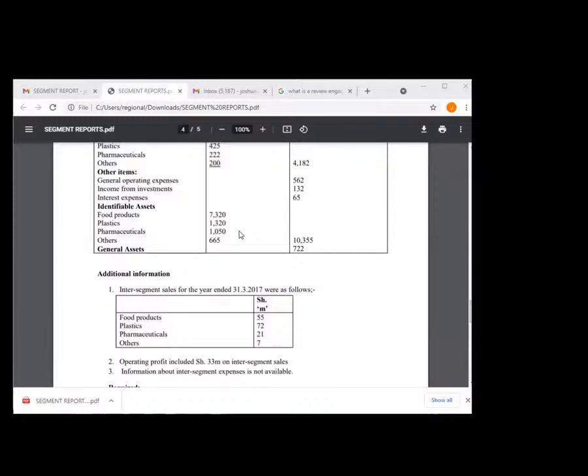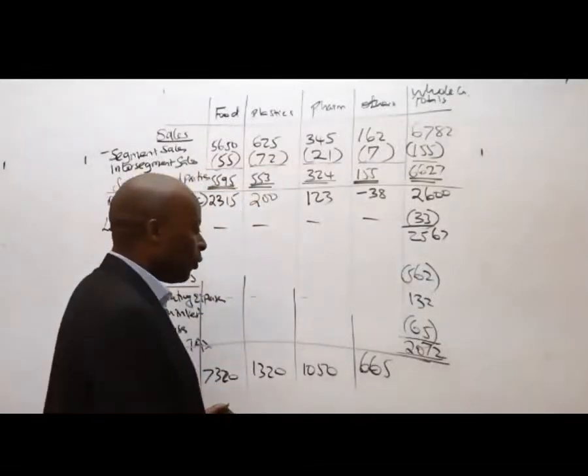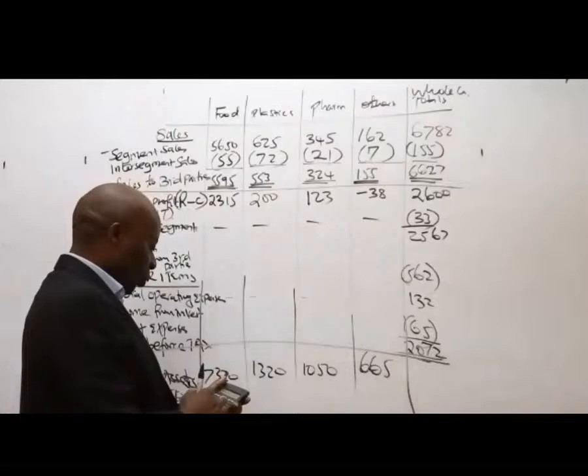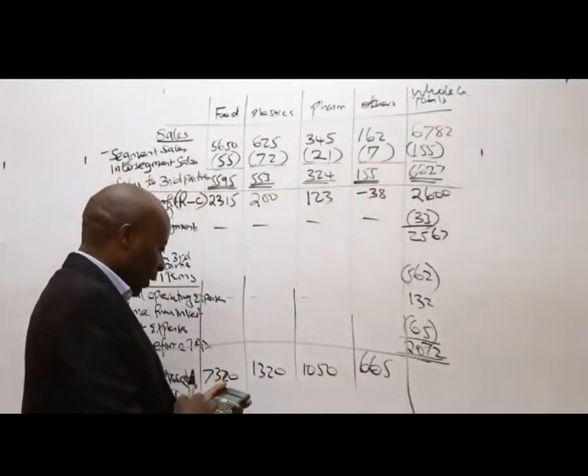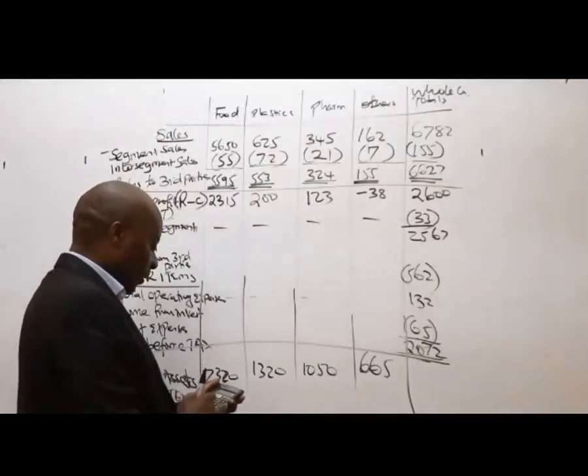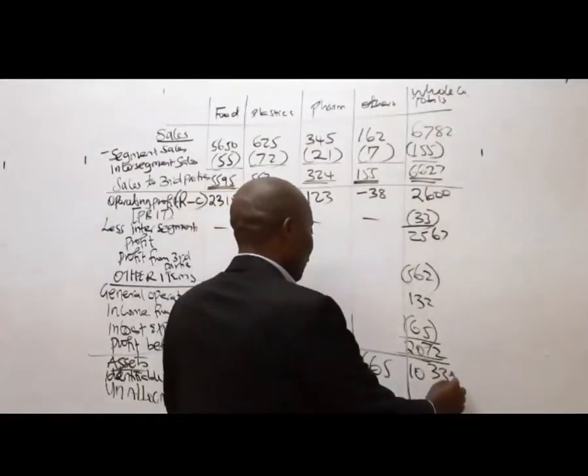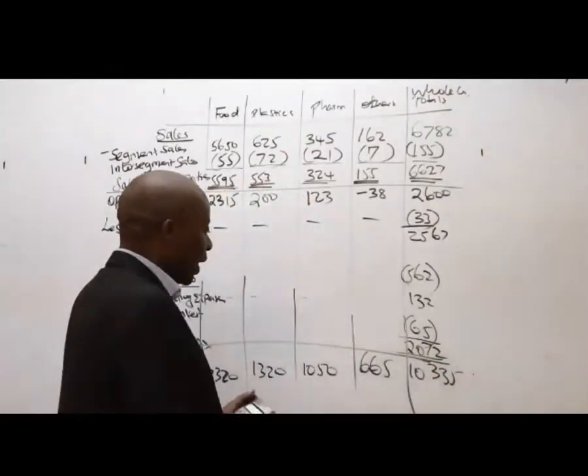We have 665. And then now we have the general assets. General assets now are the ones we call the unallocated or unallotted. They don't belong to any segment. Perhaps these unallocated, which are 722, are the ones lying at the head office. But first of all, it will be very important for me to give you the group's total here. So we have 7320 plus 1320 plus 1050 plus 665. You say equals, I'm getting here 10335.